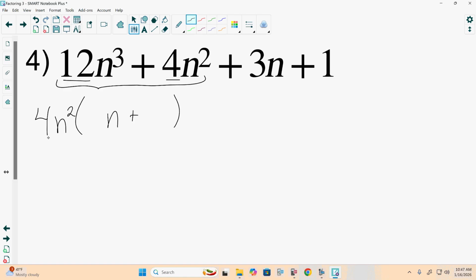Because 12 divided by 4 gives us 3. 4 divided by 4 is 1. So 4n squared, when we factor it out of 12n cubed: 12 divided by 4 is 3, n cubed divided by n squared is n, giving us 3n. When we factor 4n squared out of the second term, we factor everything out. It reduces completely, telling us it is 1. Telling us that what's inside the parenthesis, our term that we want to be the same, needs to be 3n plus 1.